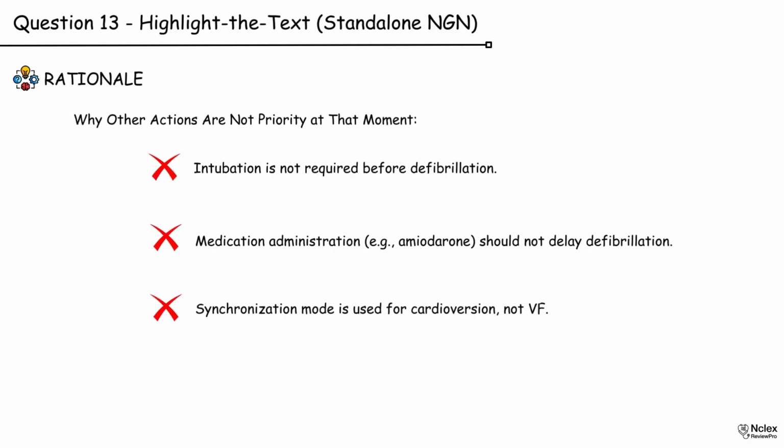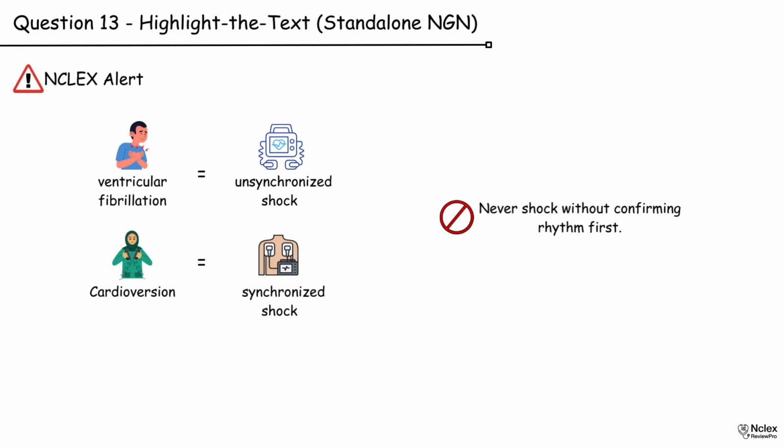Now, notice what is not the priority at that exact moment. Intubation is not required before defibrillation. Medications such as amiodarone should not delay shock delivery. And synchronization mode is not used in ventricular fibrillation. Synchronization is for cardioversion when there is an organized rhythm. Here's your NCLEX alert. Ventricular fibrillation equals unsynchronized shock. Cardioversion equals synchronized shock. Never shock without confirming rhythm first. The exam tests this distinction constantly.